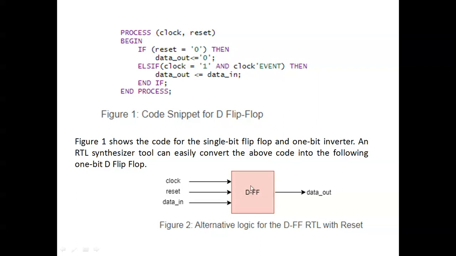So what is a D flip-flop? Whatever input is given, the same output will come, with some delay. That is a flip-flop. If it is reset, then there is no data. If the clock is one, then the data output is the data input. And end if, end process. So this is the program for a D flip-flop.